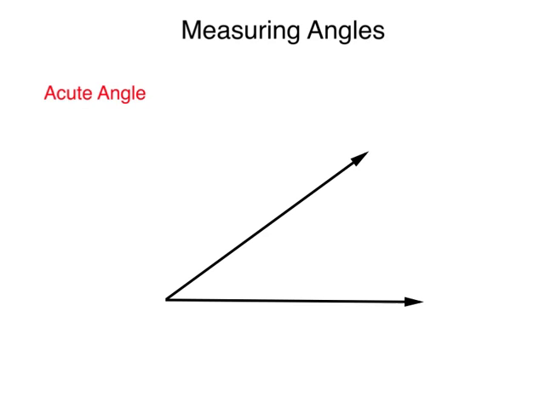In order to measure angles, there's three types that you need to remember. And it's very important that you remember these types of angles because it resolves problems in the future. So the first type of angle that I want you to remember is the acute angle. And an acute angle is an angle that is less than 90 degrees.